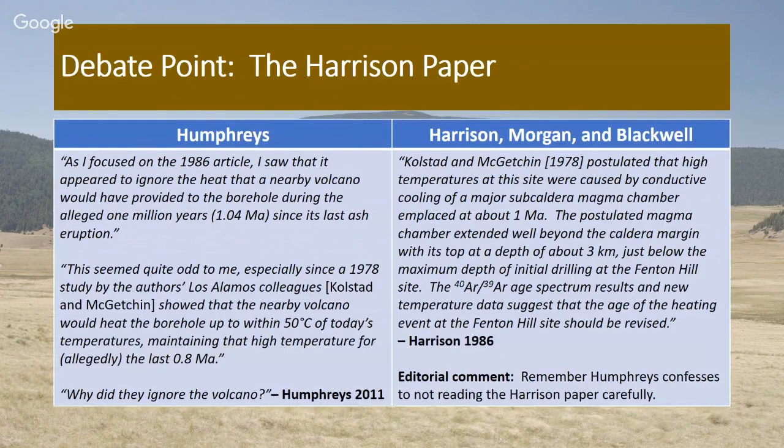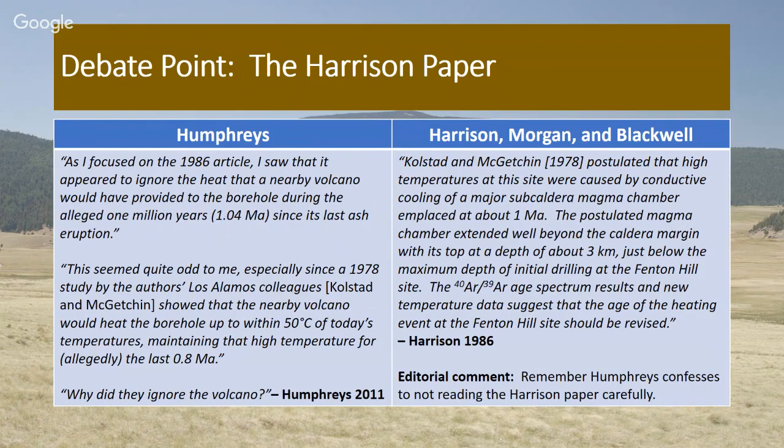Okay, so how does Humphreys try and dismiss the Harrison paper? This is what he says: as I focused on the 1986 article, I saw that it appeared to ignore the heat that a nearby volcano would have provided to the borehole during the last alleged 1 million years since its last ash eruption.